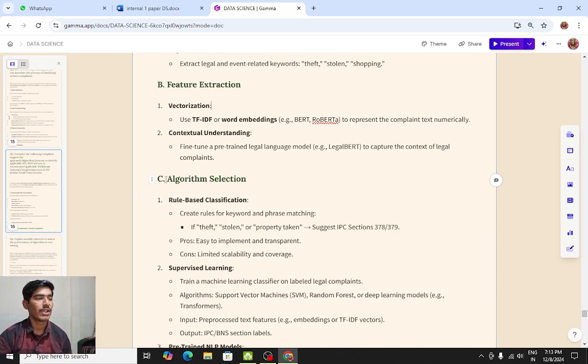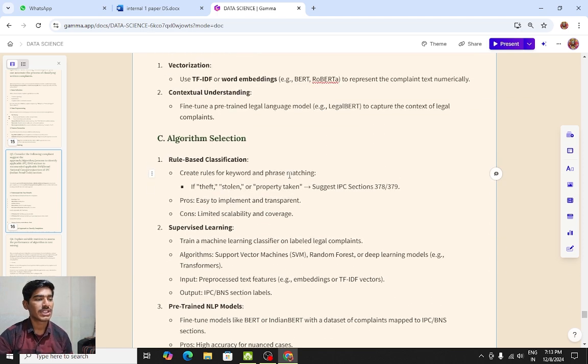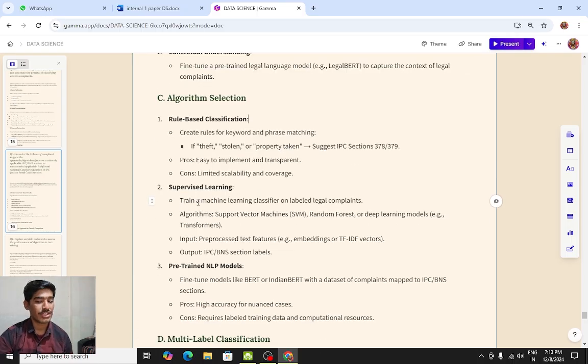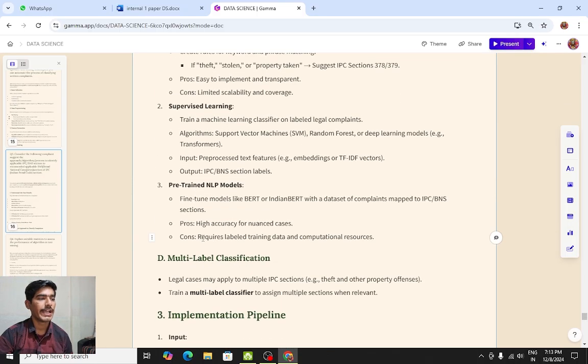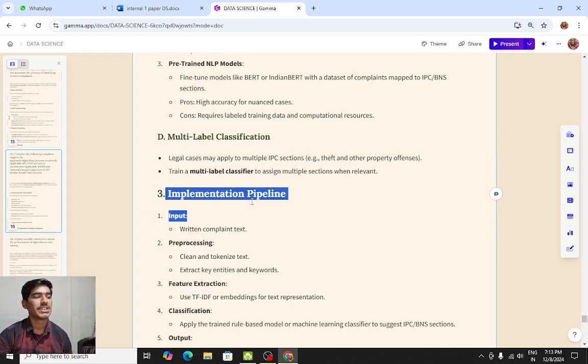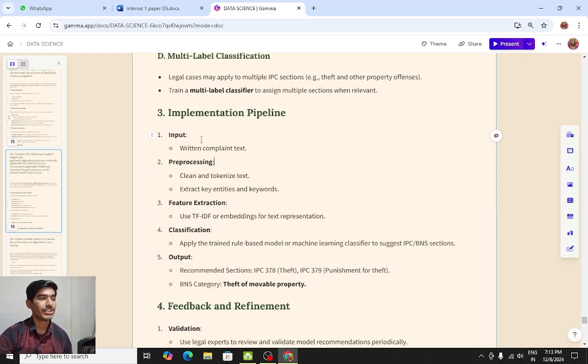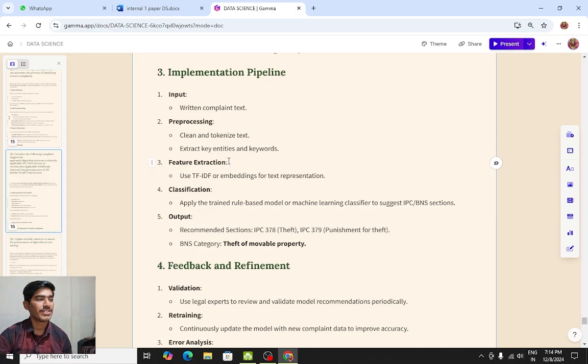And the next is algorithm selection. In algorithm selection, there are 3 points. First is rule-based classification. Second is supervised learning and pre-trained NLP models. The next point is multi-level classification, and the third point is the implementation pipeline. In this implementation pipeline, first we take the input, second pre-processing, third feature extraction, fourth classification, and fifth and last is the output.